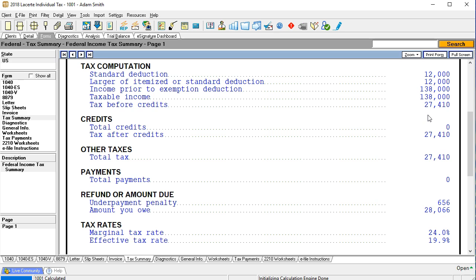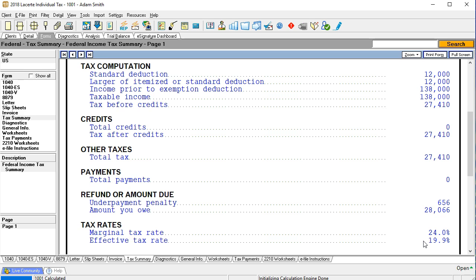Now we're paying 27,410. And if we look at our comparison, the average or effective tax rate is 19.9, and the marginal tax rate, the top rate, is now at the 24. So you can see that the top rate is now increasing. It's going to be higher than the average.